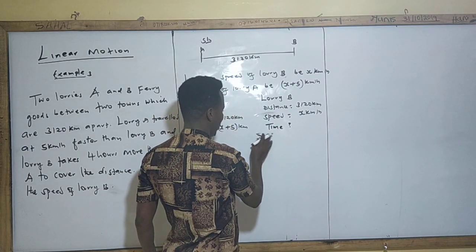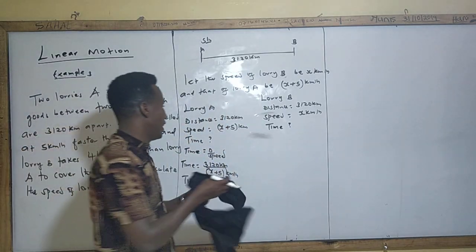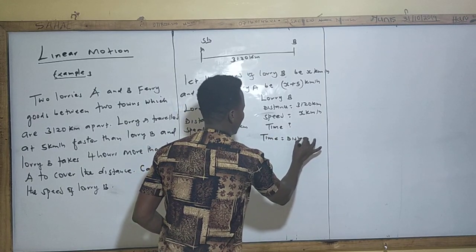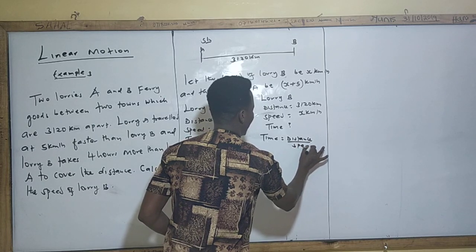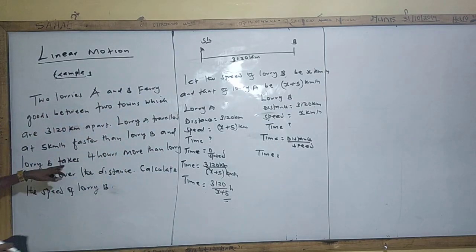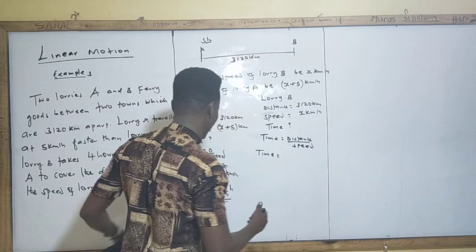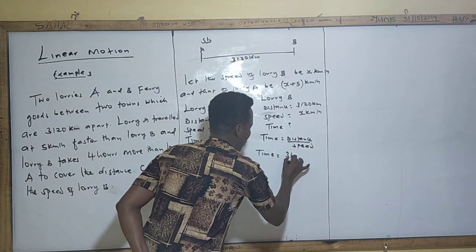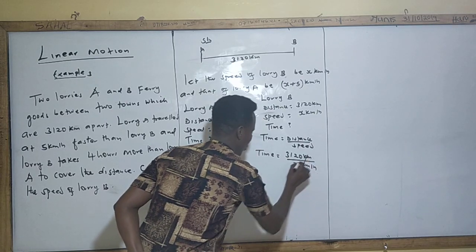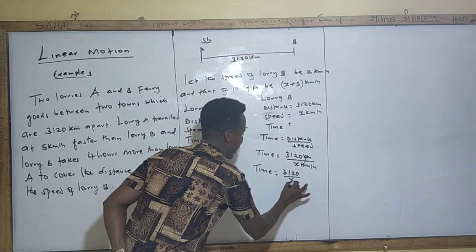And I know that time is equal to distance divided by speed. Just take your time, guys. Because I want to compare the two times. Why? Because they said lorry B takes 4 hours more than lorry A, so I must get the respective time of these two lorries. That is 120 kilometers divided by x kilometers per hour. Cancel. So time for lorry B will be 120 divided by x hours.